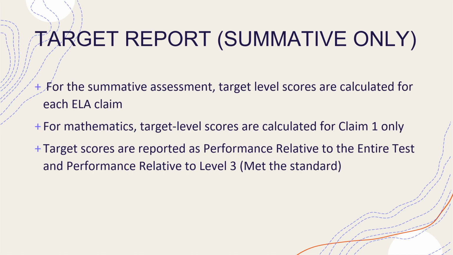Each Smarter Balanced claim for ELA and mathematics includes a set of assessment targets that provide more detail about the range of content and depth of knowledge levels. For the summative assessment, target level scores are calculated for each ELA claim. For mathematics, target level scores are calculated for claim 1 only. The reporting system displays aggregate target level reports for each summative assessment. Target scores are reported as performance relative to the entire test and performance relative to level 3 met the standard.